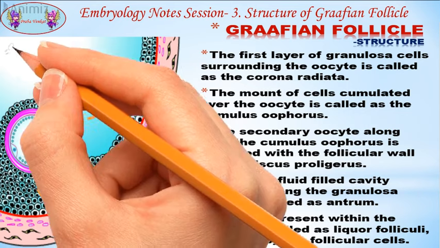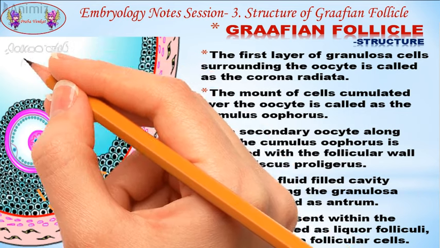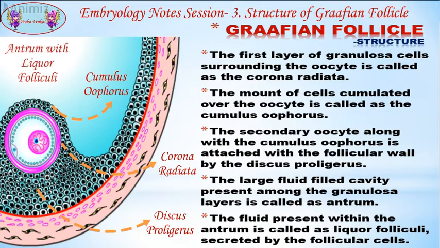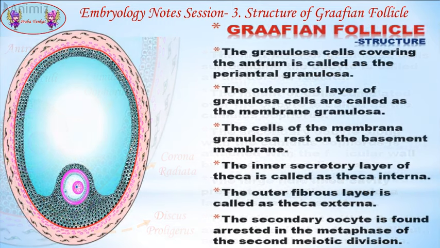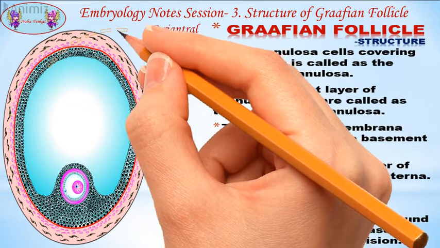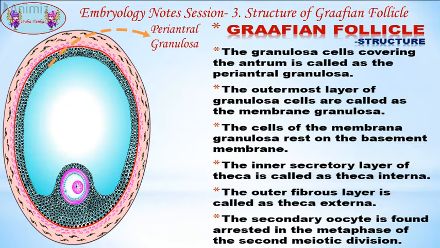The large fluid-filled cavity present among the granulosa layer is called the antrum. The fluid present within the antrum is called the liquor folliculi and is secreted by the follicular cells. The granulosa cells covering the antrum are called the periantral granulosa.